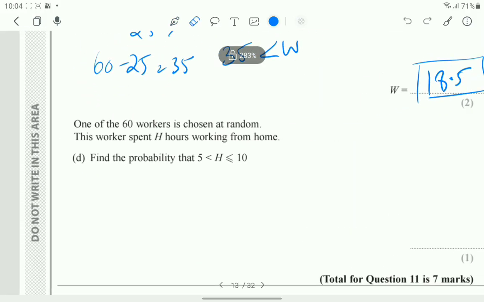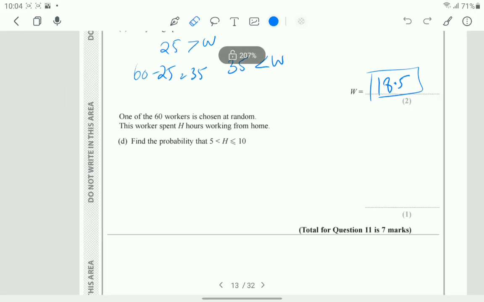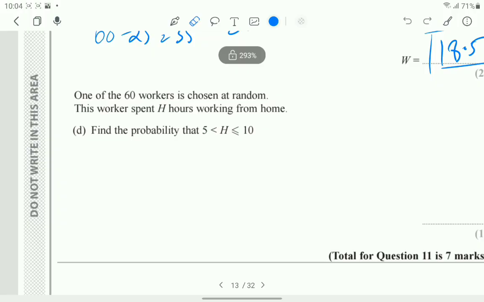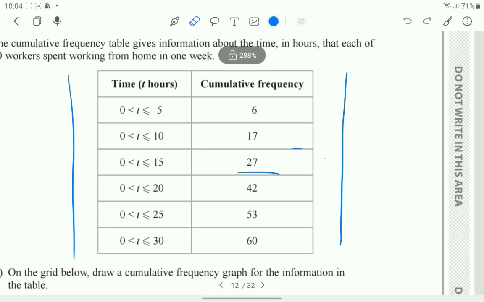Now, part D of question 11 asks: one of the 60 workers is chosen at random. This worker spent H hours working from home. Find the probability that he worked between 5 and 10 hours. First we need to find the number of workers that have worked between 5 and 10 hours, and the graph is not useful here, rather we need to work with the table.